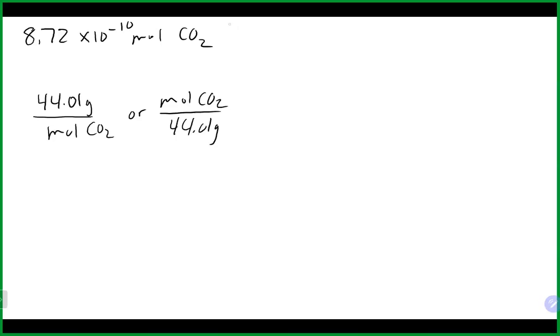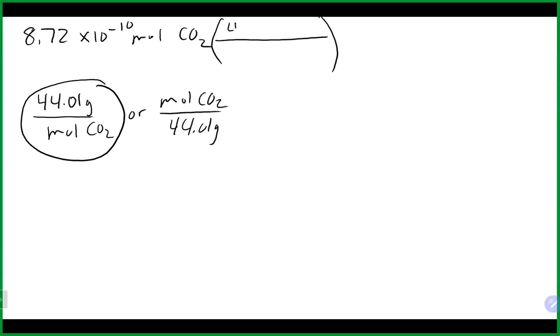So again, we're going to use this to get us to grams. And by setting it up like this, all we have to do is the opposite. So our moles are up on top, so that makes the selection fairly simple for us. We're going to take the one on the left where our moles are on the bottom. So 44.01 grams per mole of CO2. The moles of CO2 here are going to cancel.